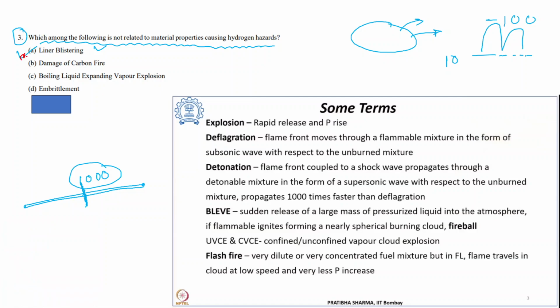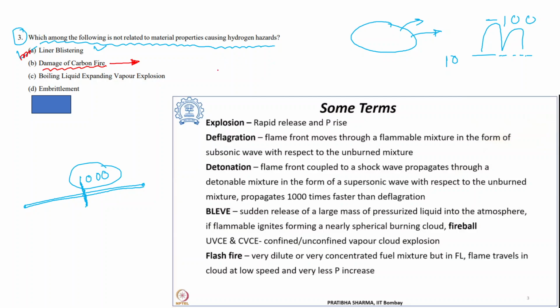So this is the liner blistering, the damage of the carbon fiber. You also know that the damaging of the carbon fiber may occur due to hydrogen embrittlement, and stress is generated inside the carbon fiber. And next is the boiling liquid expanding vapor explosion, BLEVE.